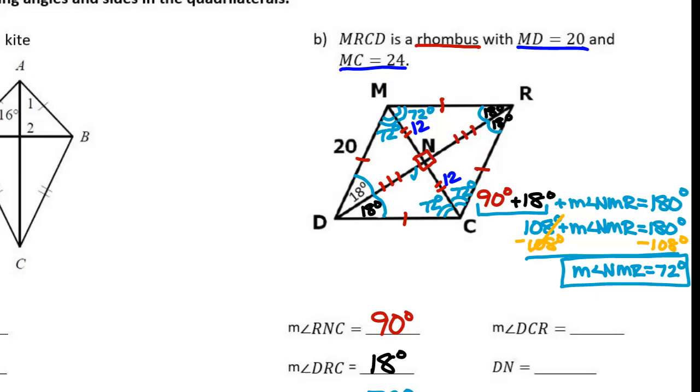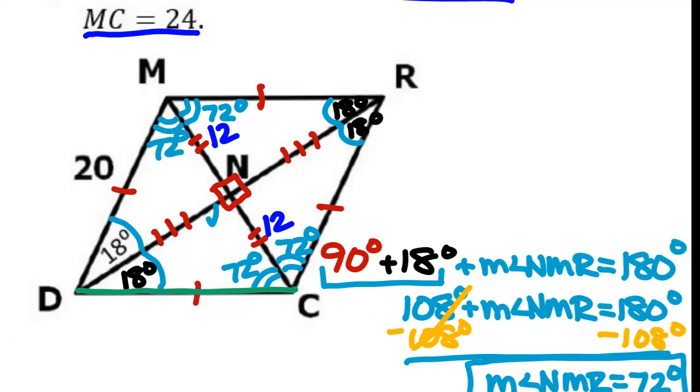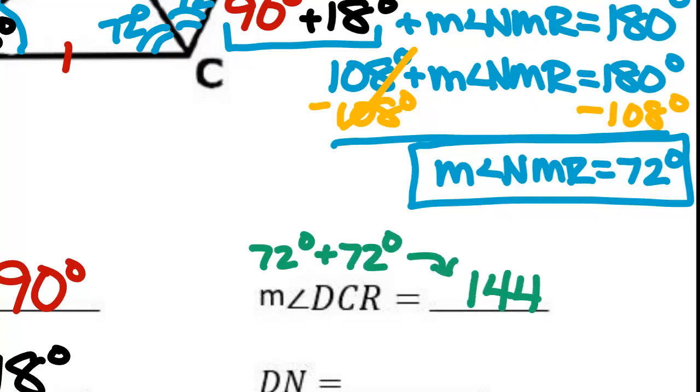Which helps me answer this next question. They want to know the measurement of angle DCR, this angle right here. How would I find the measurement of that whole angle? Add 72 and 72, or you could multiply 72 times 2. 72 plus 72 is 144. So 144 degrees for the measurement of angle DCR.